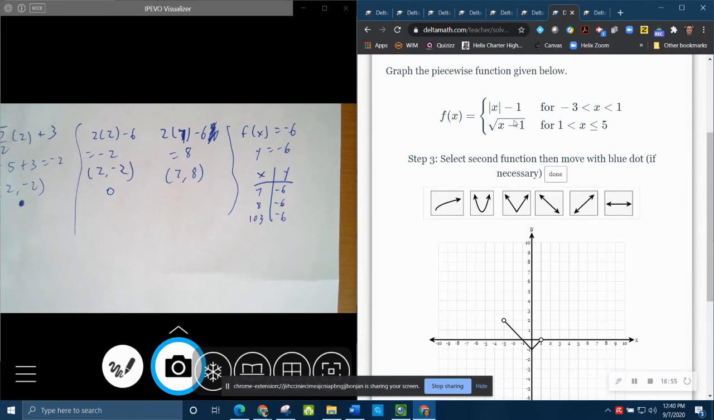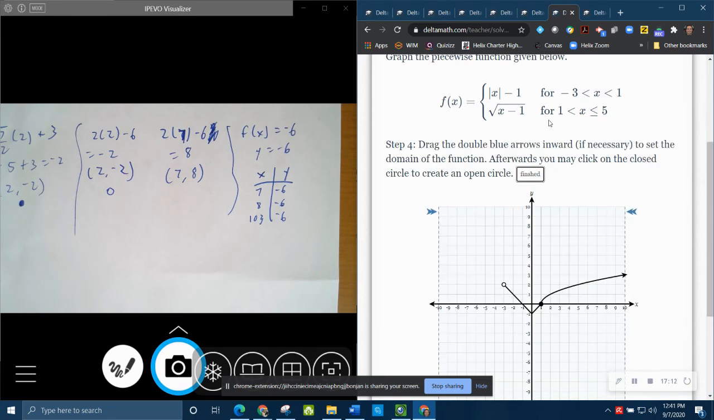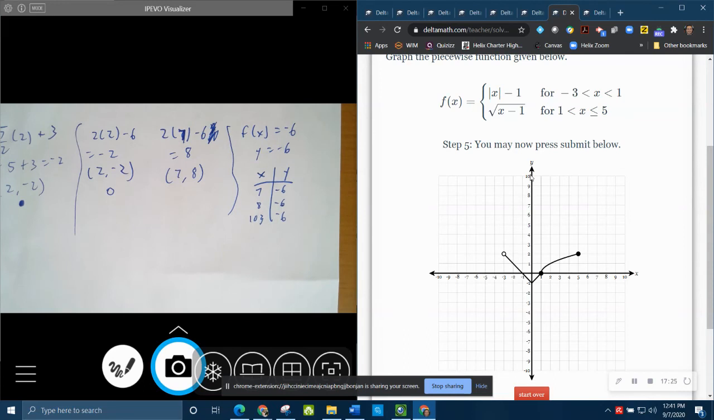And then for the second part here, the square root graph, we know is this kind of swoosh shape here. So put that there. X minus 1 goes with x equals 1. We're over on the right side right there. And then we can click done. And then we need to be between 1 and 5. So we drag the left side over to 1 and the right side over to 5. And then we click finished.